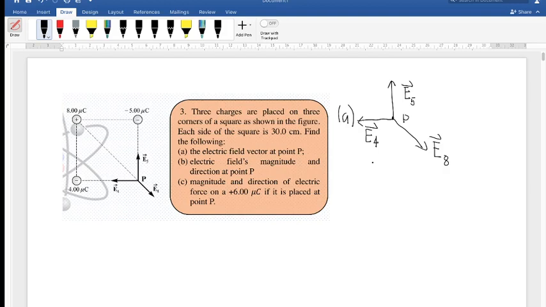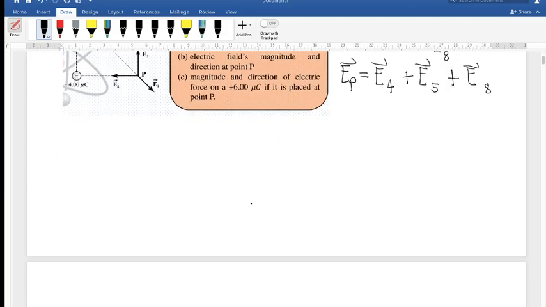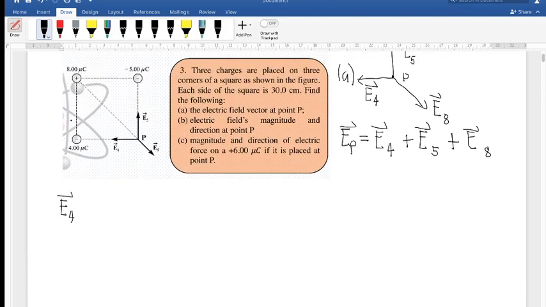Okay, so at point P, according to the principle of superposition, we just have to add the 3 contributions of the charges. So we have the electric field produced by negative 4 microcoulomb plus the electric field produced by the negative 5 microcoulomb plus the electric field produced by the positive 8 microcoulomb. So we have to solve them individually. Okay, so first let's start with the electric field due to the negative 4 microcoulomb.